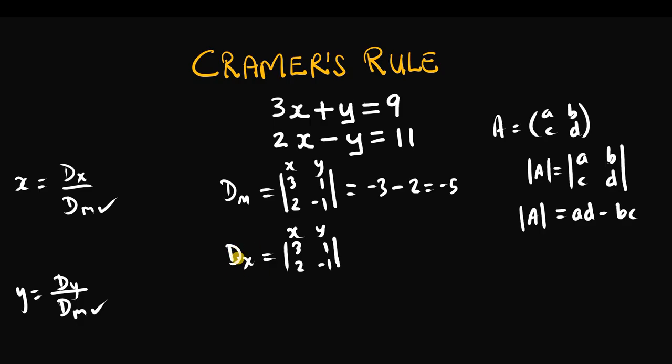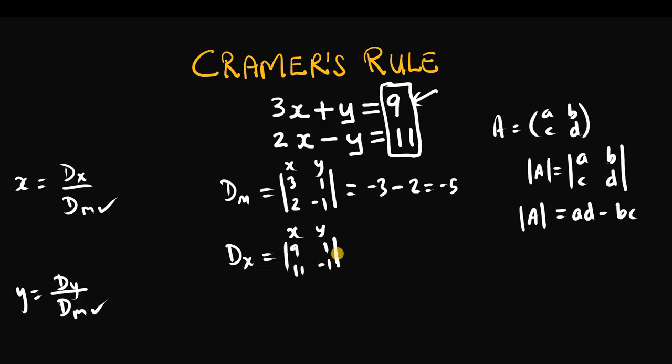Since I'm trying to find the determinant of the x matrix, I'm going to replace the x values. I'm trying to find x, so we're saying they're not there. We can't see them because we're trying to find them. But we're going to replace them with what? Well, these values at the end. These are our replacers, right? 9 and 11.